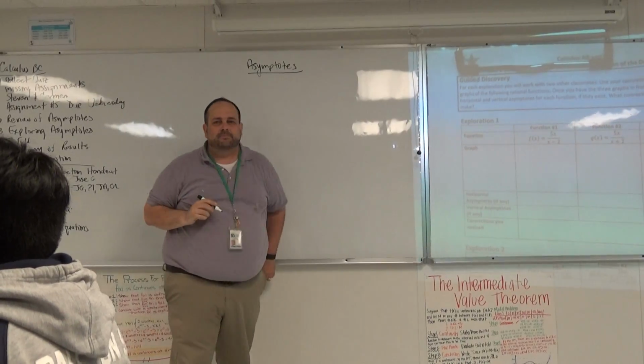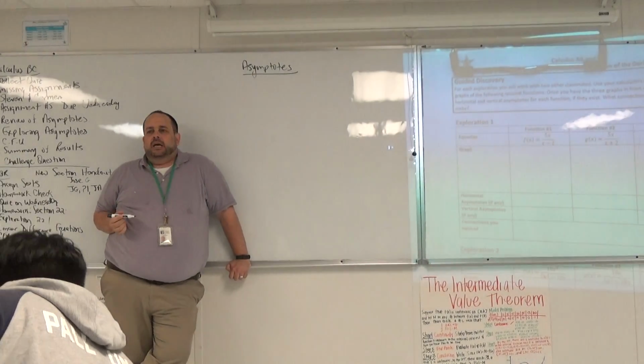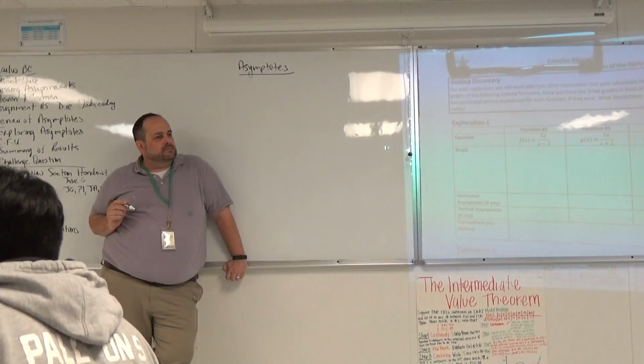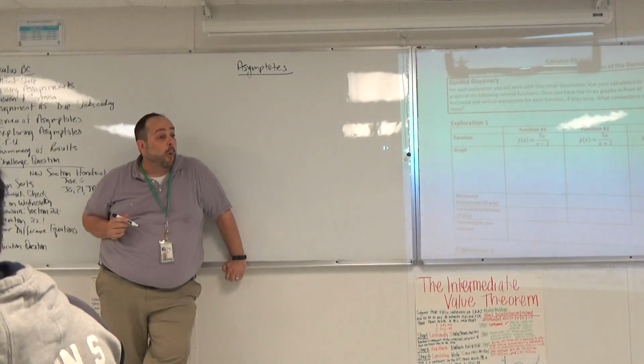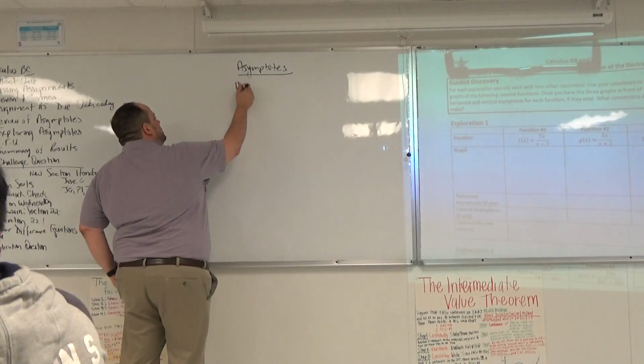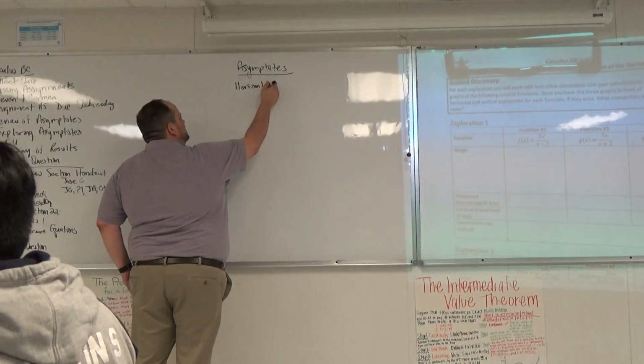Know about asymptotes. I say horizontal asymptotes. How do we find horizontal asymptotes? Let's get some hands on this. What would you do? How would you find horizontal asymptotes?